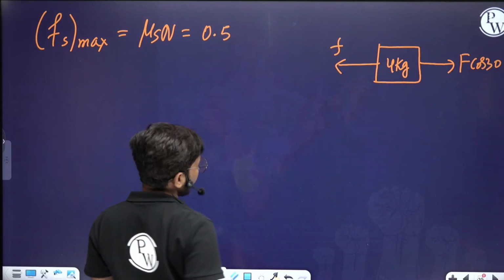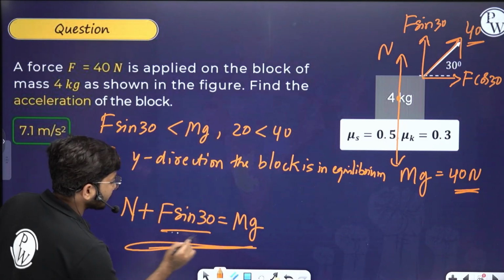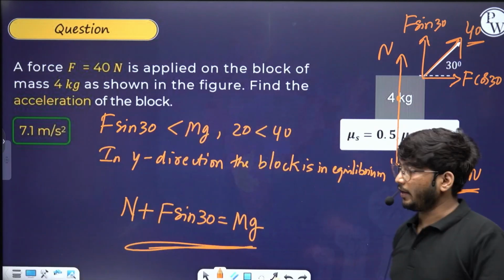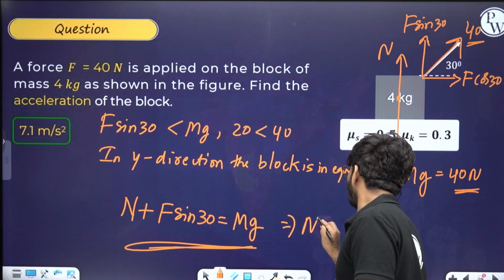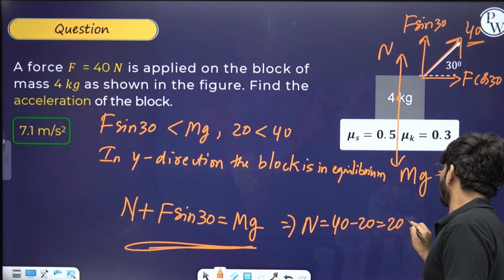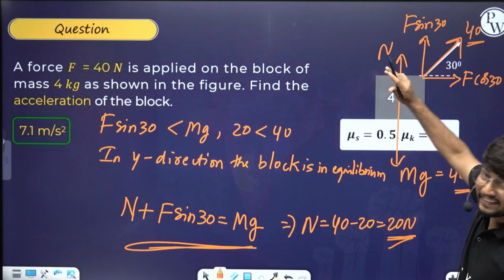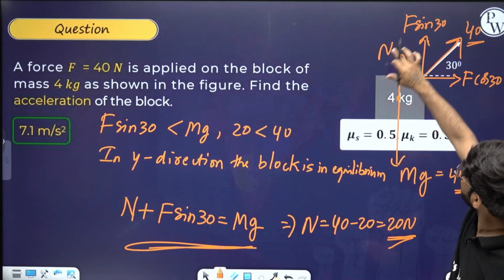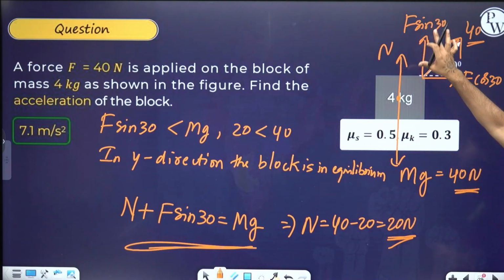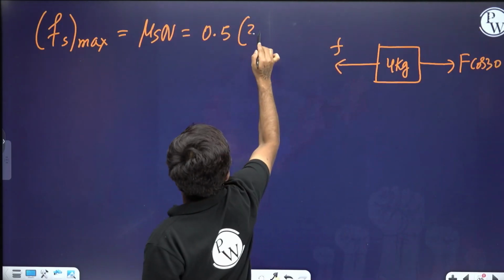We need the value of N. So how do we get this N value from here? See guys, this F sin 30 is 20. So from here N is going to be 40 minus 20, which is 20 Newton, correct? 20 Newton. So this N itself is not balancing the weight. N plus F sin 30 together balance 40. So this 20 plus this 20 together balance 40. So N is 20.